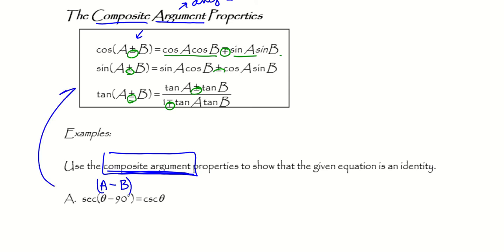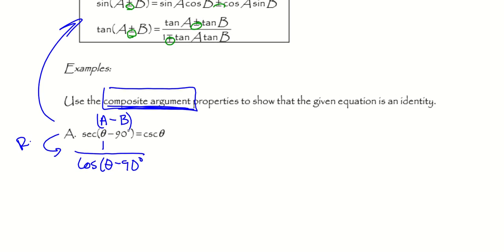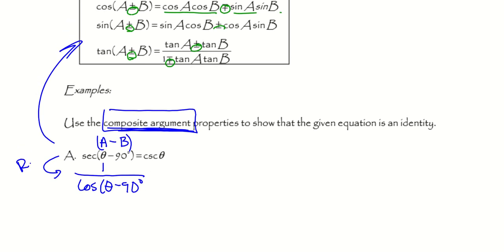Well, if I look up here, I don't have a composite argument property for secant, but I do have a composite argument for cosine. So my first step is I'm going to rewrite this secant as 1 over the cosine of theta minus 90 degrees. So here to here, I used my reciprocal properties. Now, I'm going to replace this cosine of theta minus 90 with its composite argument property.